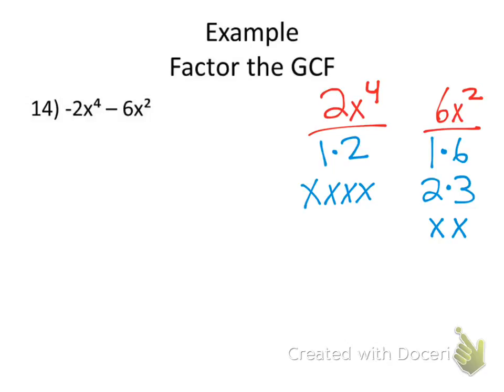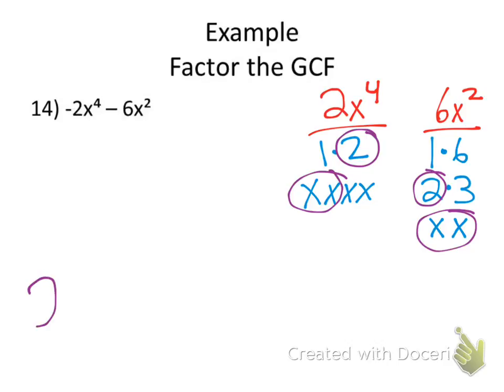All right, looking at the numbers, what's the biggest number they have in common? 2. Looking at the variables, 2 x's, which we'd write as x squared. So the GCF here is 2x squared.